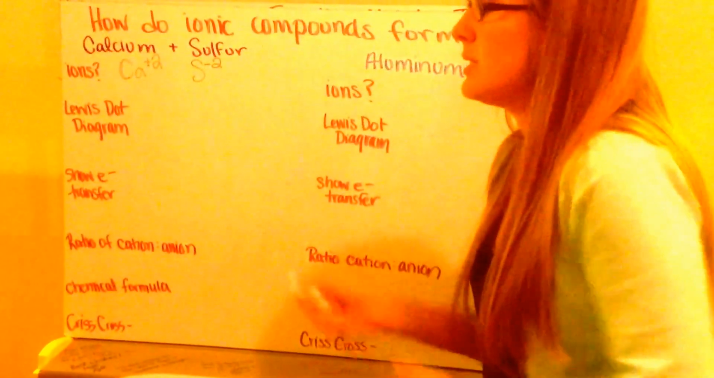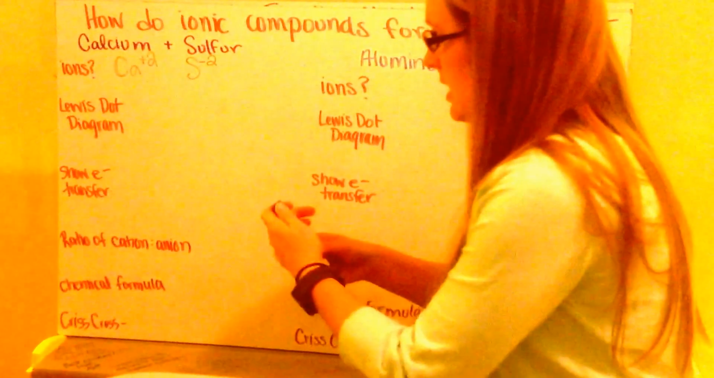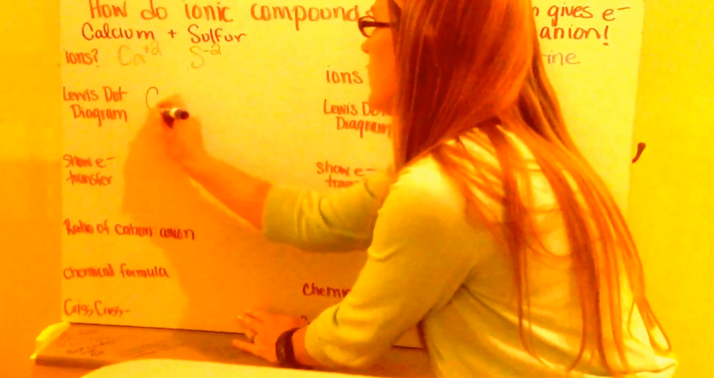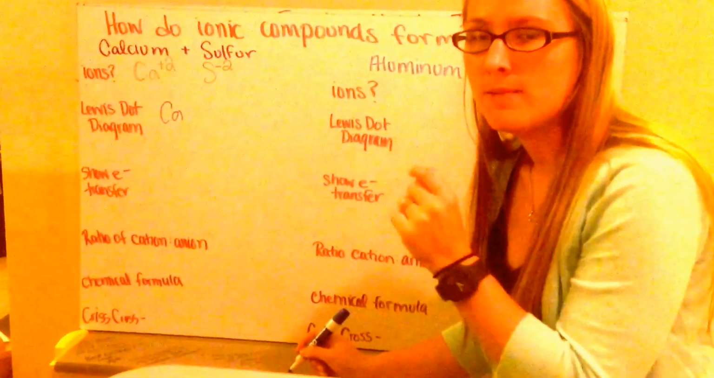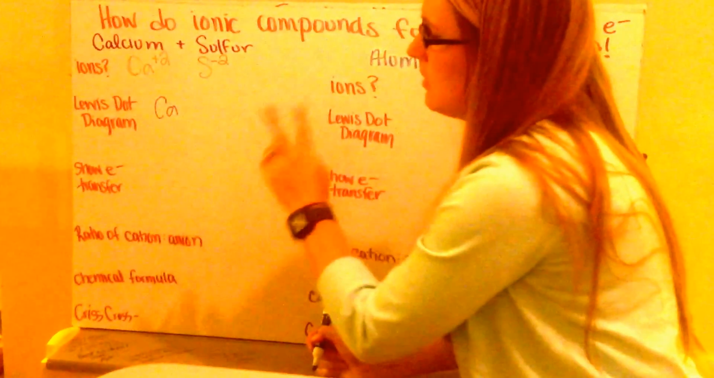Next, we need to draw Lewis dot diagrams. A Lewis dot diagram is our element, so calcium, and then its number of valence electrons are placed first by themselves and then paired. Calcium has 2 valence electrons.